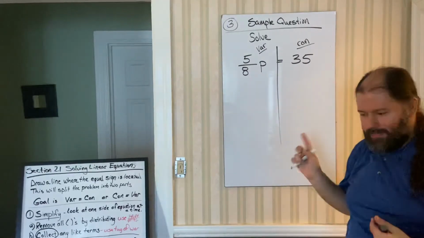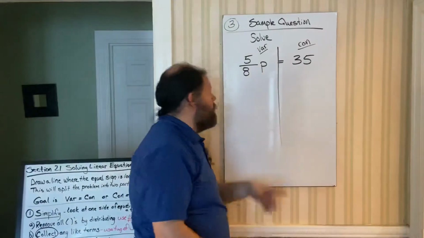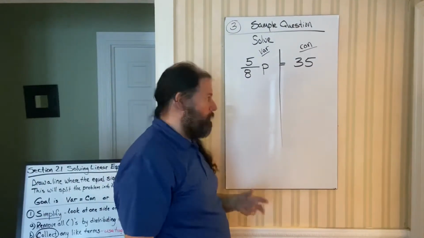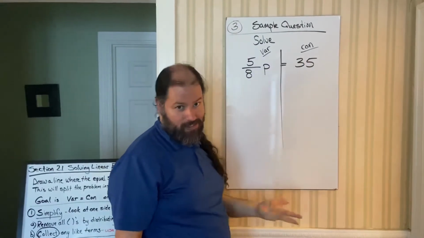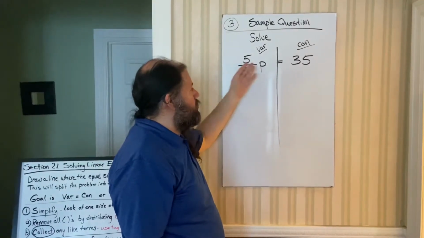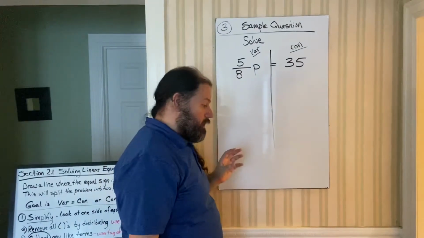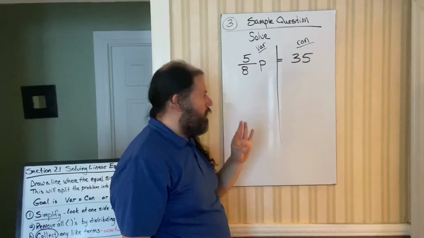Once we have this already labeled, we can see if I need to move anything. The letter, the variable, is on the variable side, so I don't have to move the P. 35, the constant, is on the constant side, so I don't have to move the 35. This fraction, 5/8, is a coefficient. Notice that not one side says coefficient. To take care of the coefficient, once you're done moving, you can go to step 4.